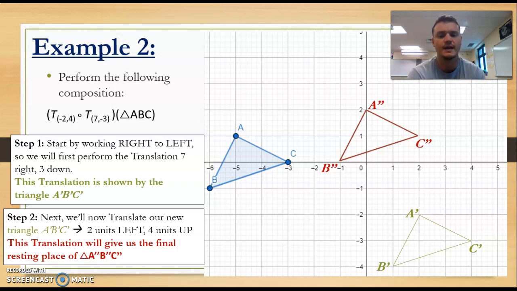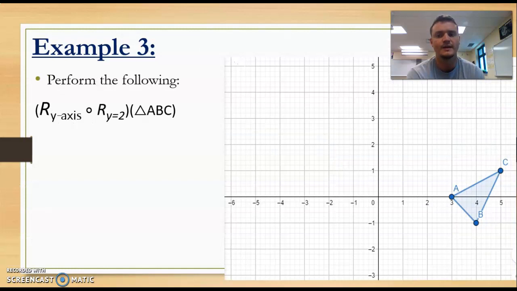All right, let's look at a next example here. So example 3, this is 2 reflections. These are going to be sometimes the trickier ones because if you don't go in the right order, you're going to get something that's completely different than what it should look like. So again, we always start right to left.